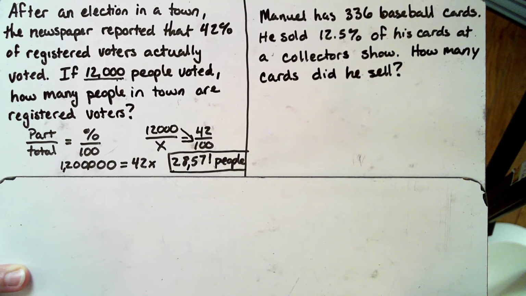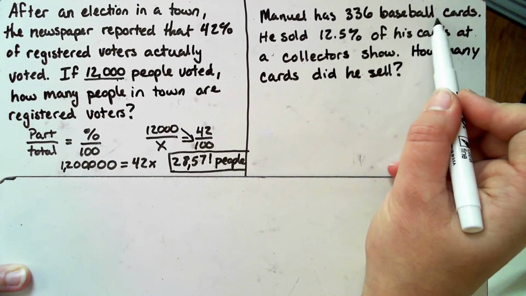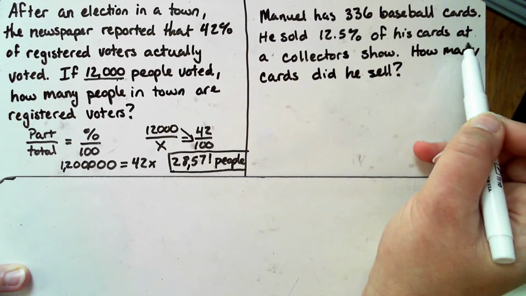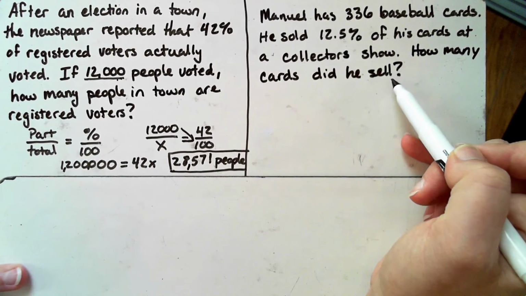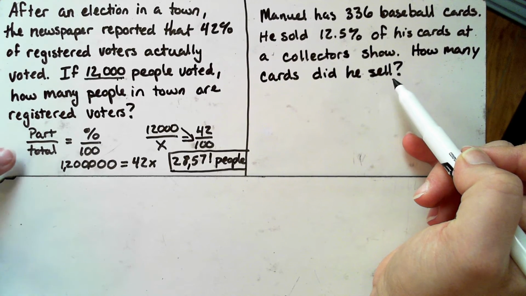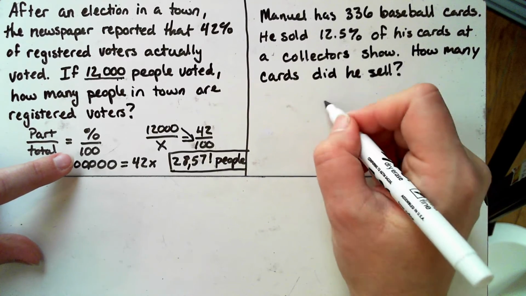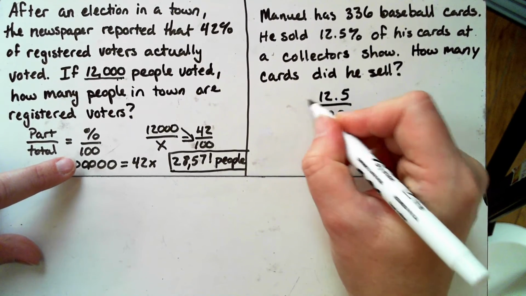Okay, let's take a look at the next example. It says Manuel has 336 baseball cards. He sold 12.5% of his cards at a collector's show. How many cards did he sell? So again, we're going to do part over total equals percent over 100. My percent is 12.5, so I'm just going to write that over 100.